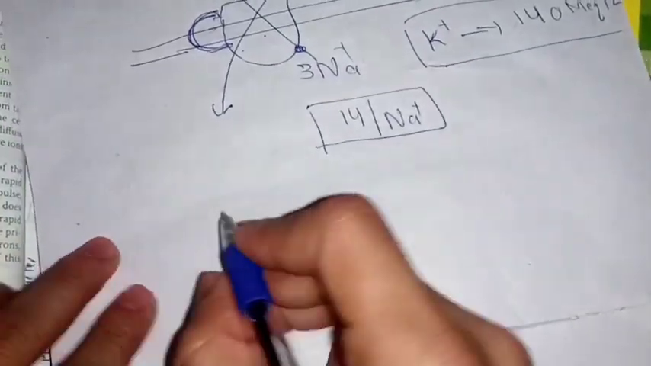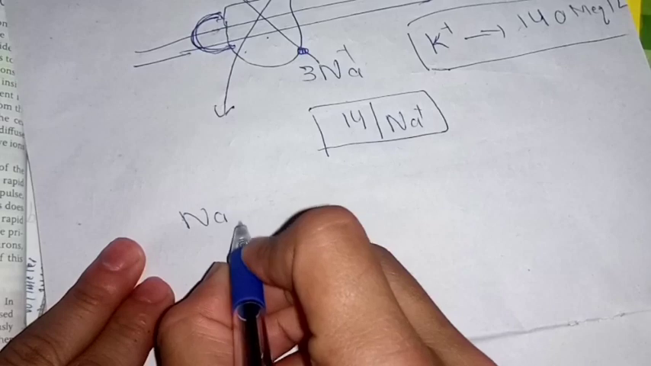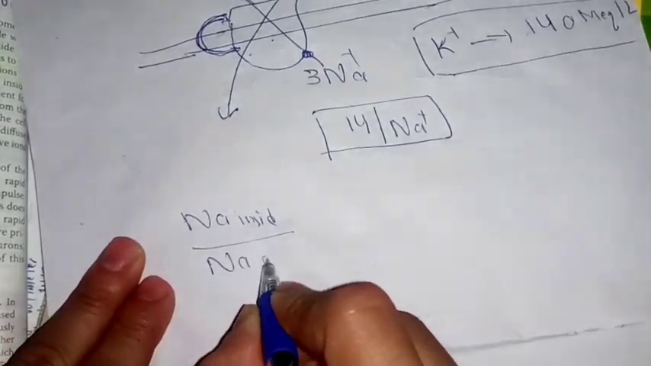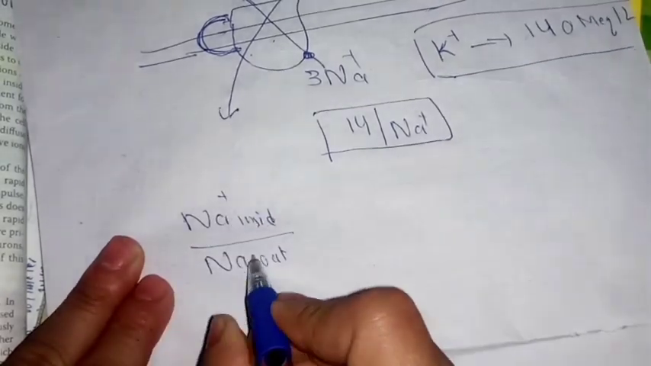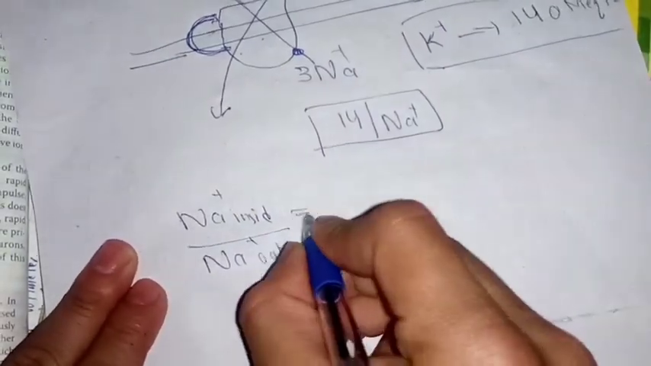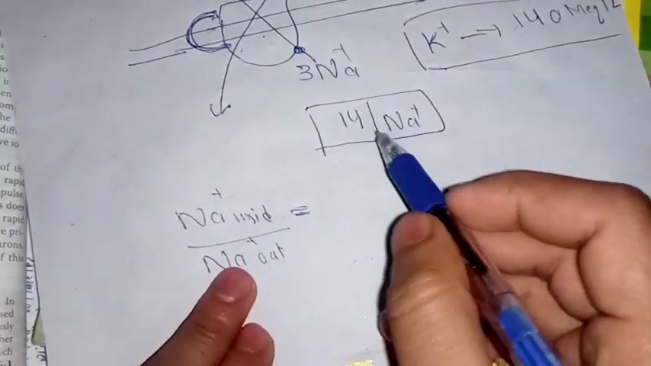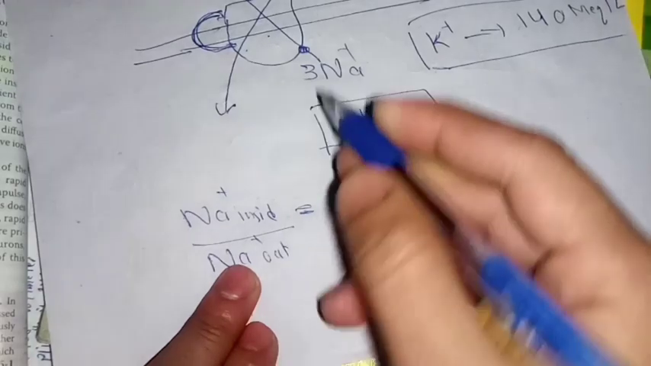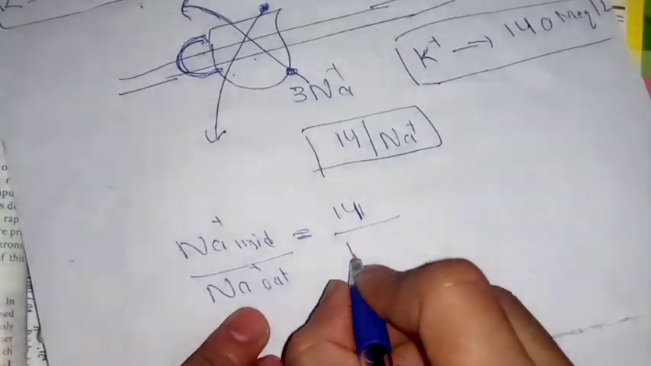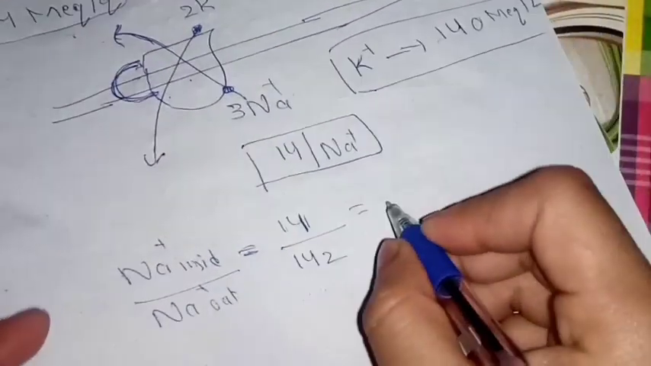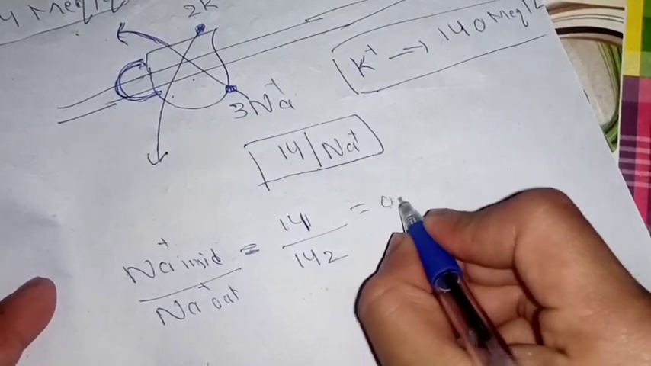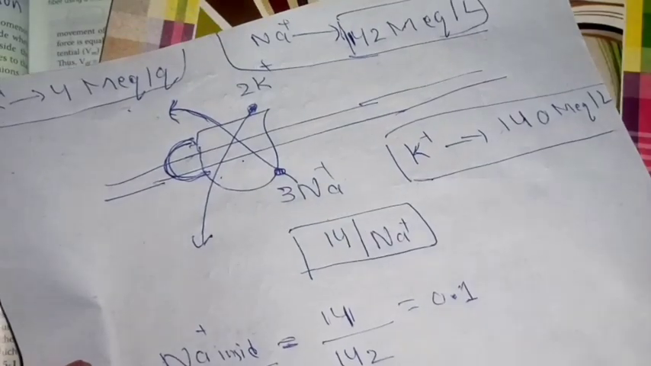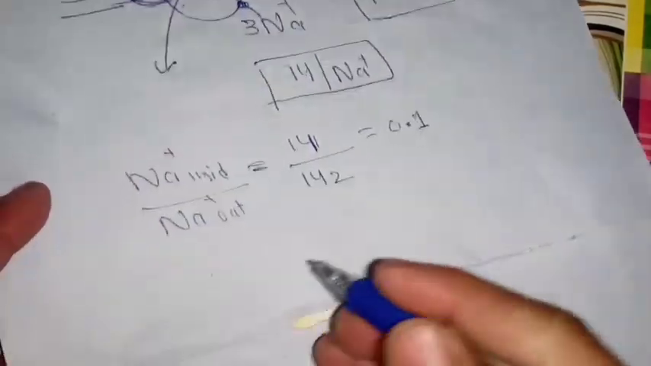So the ratio for the sodium is sodium inside divided by sodium outside. Inside, sodium is only 14, and if we divide this by the sodium outside of the cell, which is 142, then we will get a value of 0.1. This is the ratio of the sodium inside to the sodium outside.